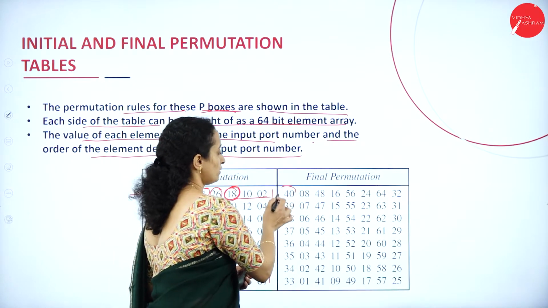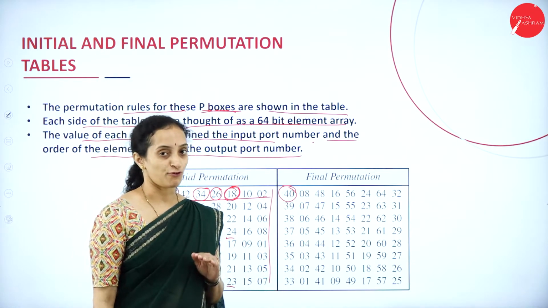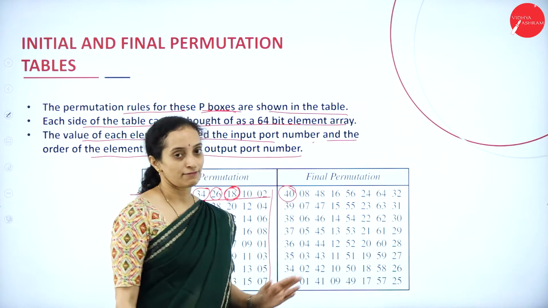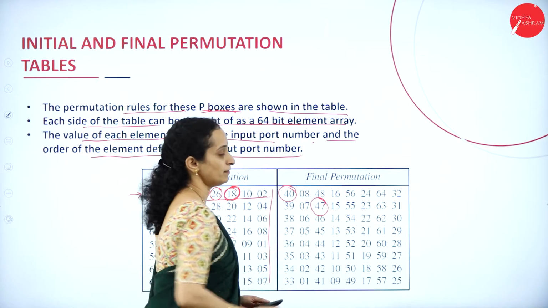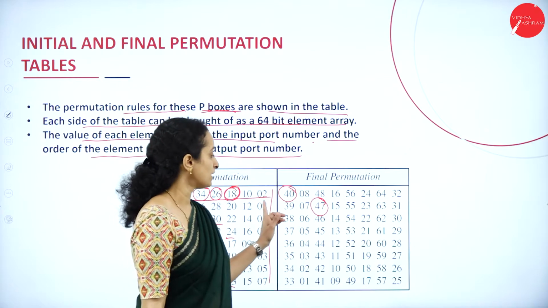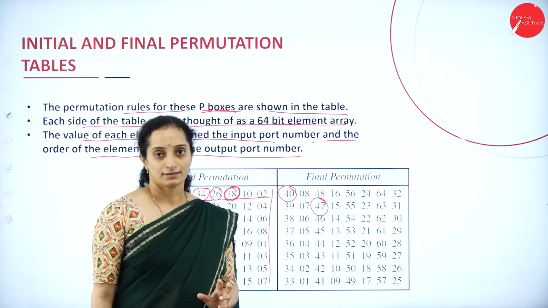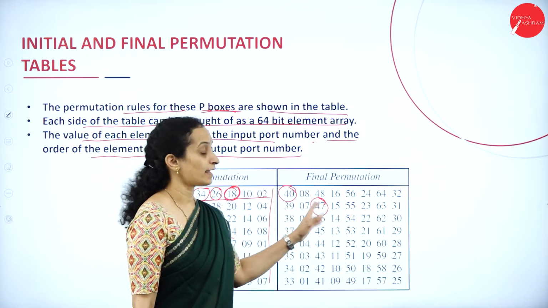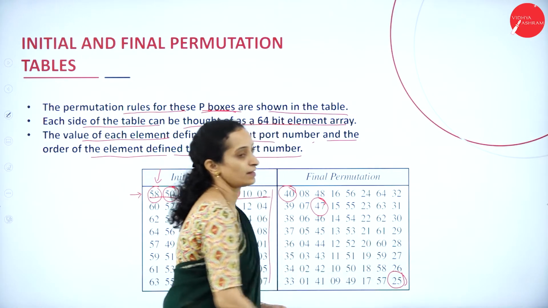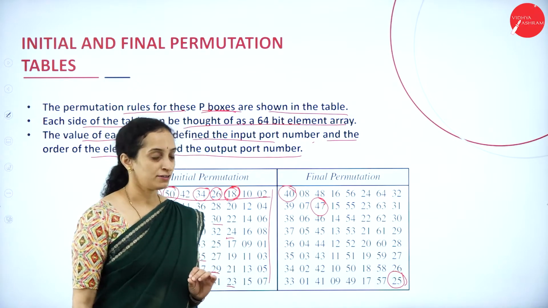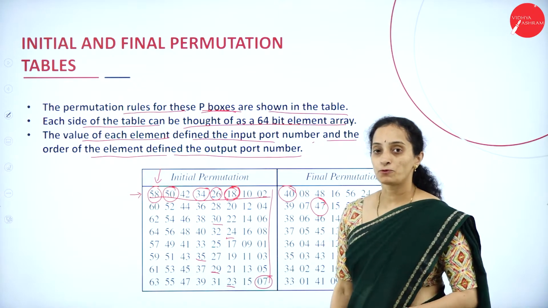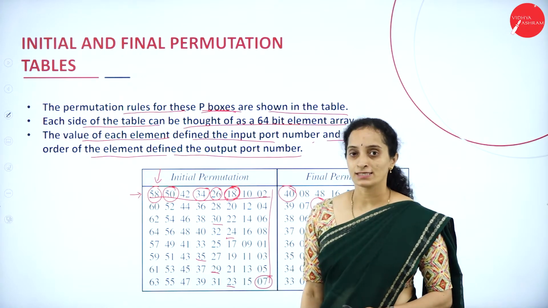Suppose it is 40, which means the input port is 40 and it is permuted to the first position. If you take the number 47, 47 indicates that the input port is 47, whereas the output port is 10, 11. Okay, the output port is 11. If you take this, the input port is 25, whereas the output port is 64. In the same way, the input port is 7 and the output port is 64.